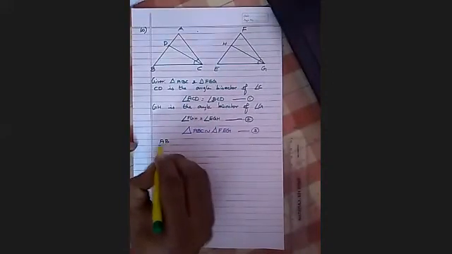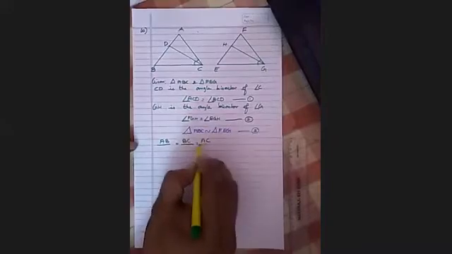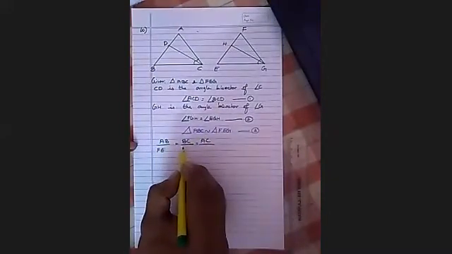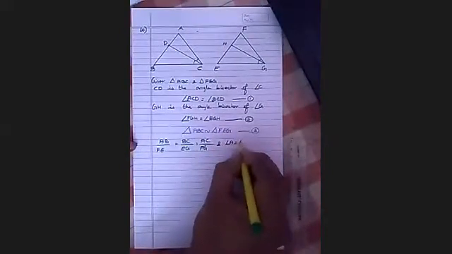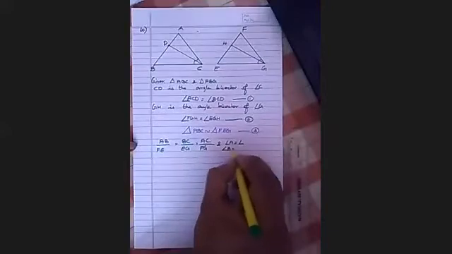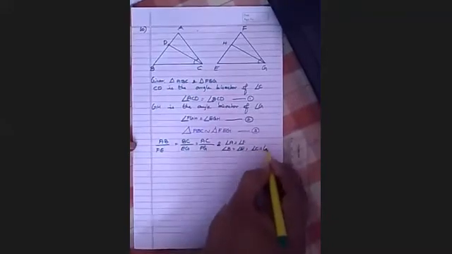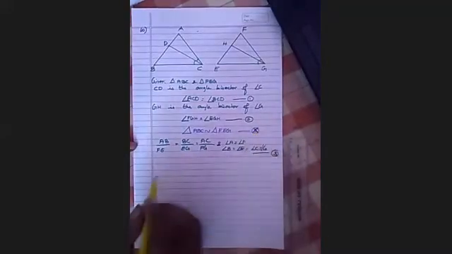Sides are proportional. AB by BC by AC. So AB by, come on, two triangles are similar. What was the corresponding side of AB? FE, EG and FG. And what about angles? Angle A is equal to angle F. Angle B is equal to angle E. Angle C is equal to angle G. Let this be equation 3.